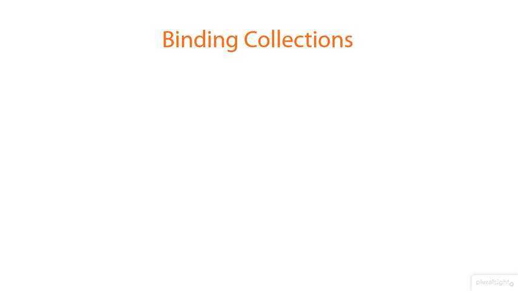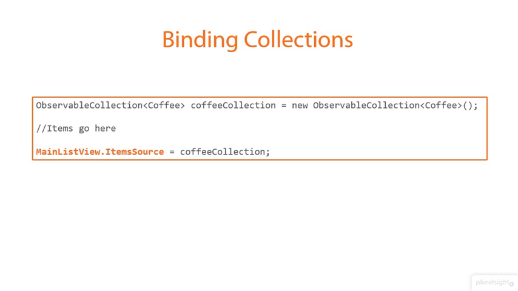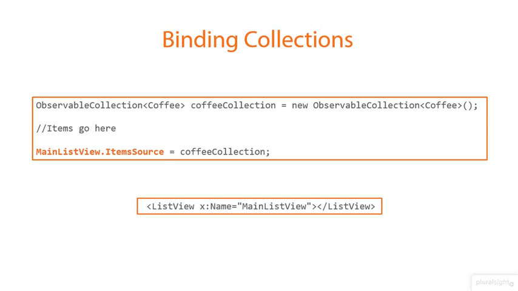Let's take a look at the code to bind an observable collection of coffees to a list view in our UI. Our list view has been named main list view, and to bind it to our data, we are using the items source property, and we set it to the observable collection named coffee collection. So the list view is simply declared in XAML, and the name is set to main list view, as you can see in this snippet here.